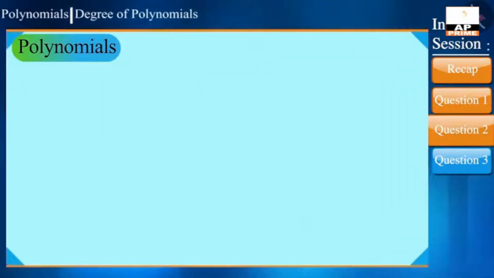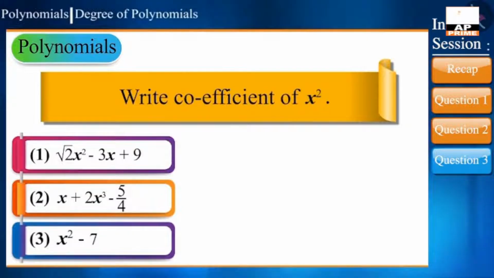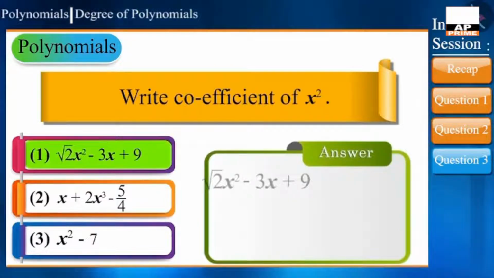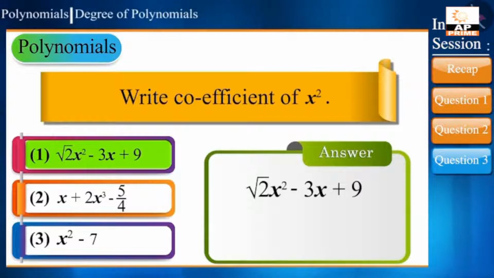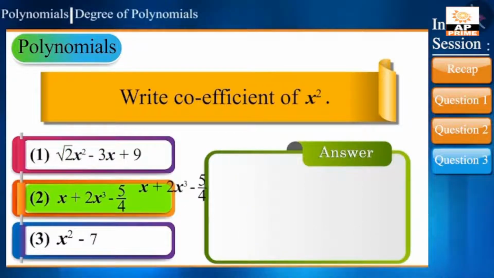Now, let's solve another question. You have to write the coefficient of x square in the given polynomials. Such questions are quite easy. Just that we have to focus on x square and have to write its coefficient. In the first question, square root of 2x square minus 3x plus 9. What is the coefficient of x square? We can directly say square root of 2 is the answer. Now, let's go ahead and see the expression x plus 2x to the power of 3 minus 5 by 4.